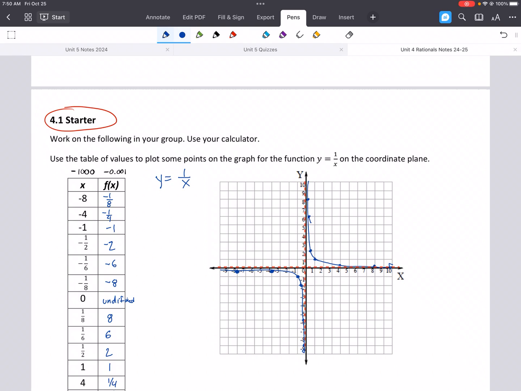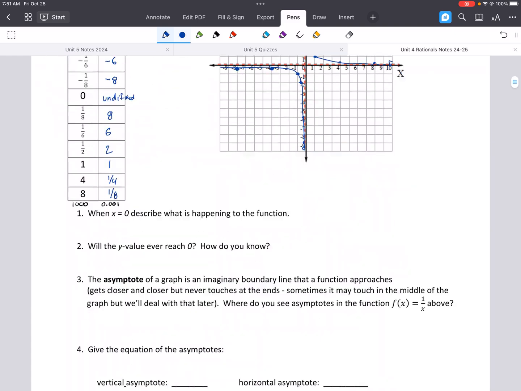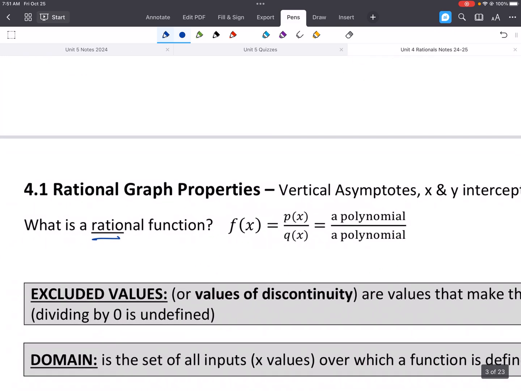Welcome everybody. This is 4.1. This unit is about rational functions. So let's go over here really quick and talk about what a rational function is. A rational function, the word is kind of built into the name, ratio. So a rational function is a ratio of two polynomials.